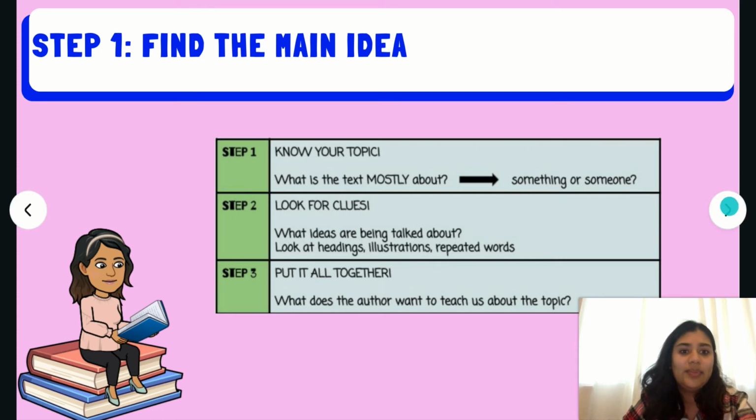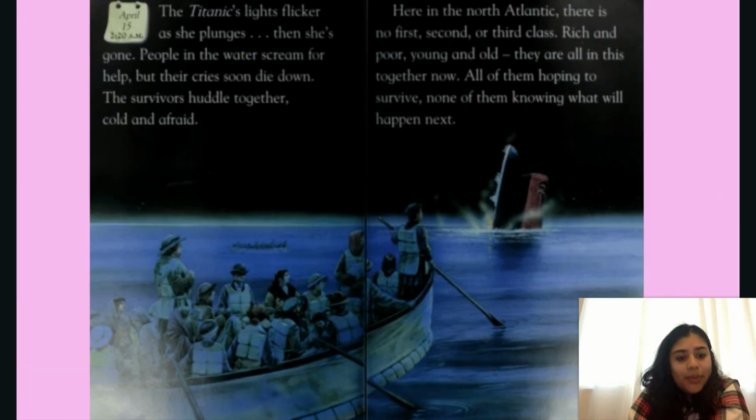So let's find the main idea of page 28 to 29, but before we do that, let's read it one more time to remember what it's about. April 15, 2:20 a.m. The Titanic's lights flicker as she plunges. Then she's gone. People in the water scream for help, but their cries soon die down. The survivors huddle together, cold and afraid. Here in the North Atlantic, there is no first, second, or third class. Rich and poor, young and old, they are all in this together now. All of them hoping to survive, none of them knowing what will happen next.